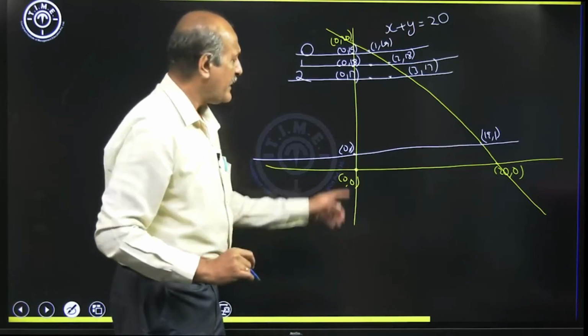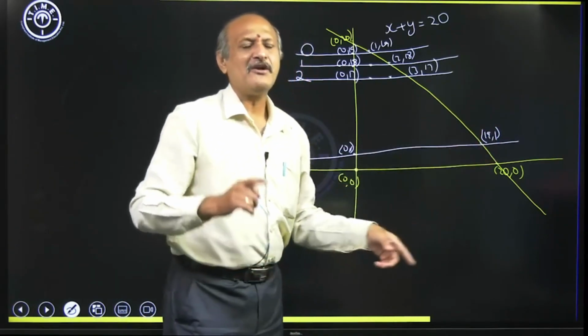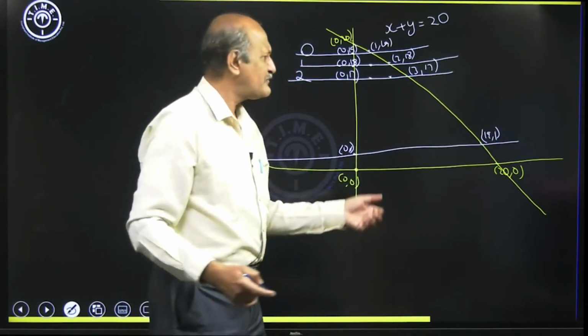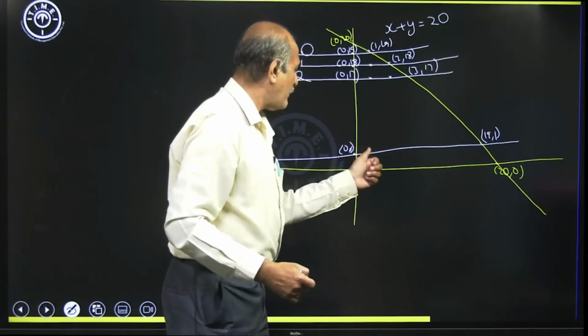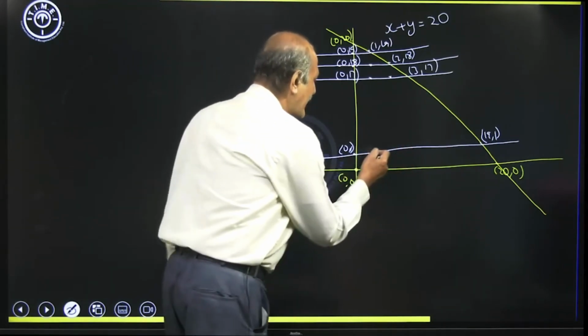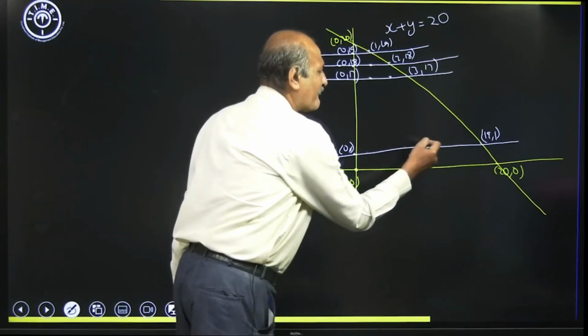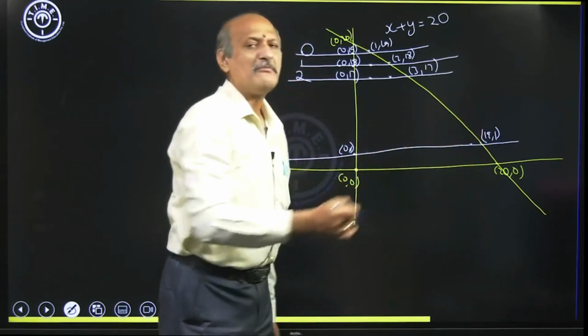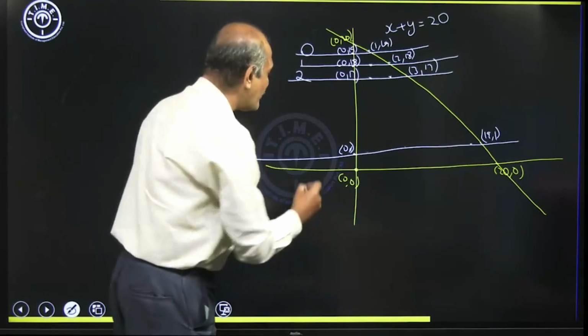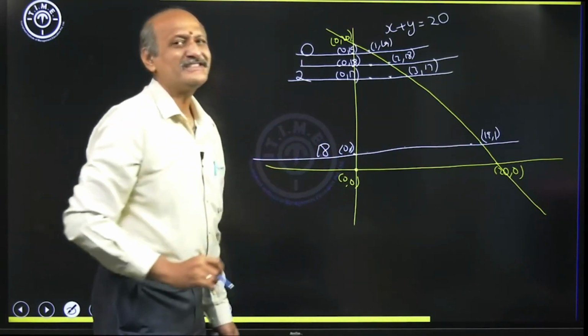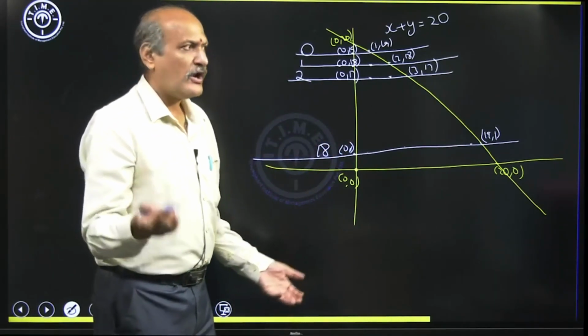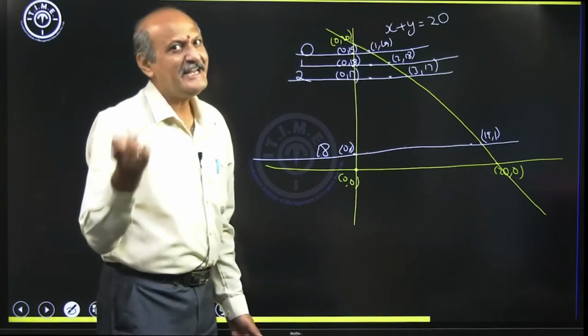Now identify between (0, 1) and (19, 1) how many integer coordinates are present. It will be (1, 1), (2, 1), (3, 1), (4, 1), like that till (18, 1) you are going to take. So 18 points are going to lie here. Understanding the trend here, we can tell it.